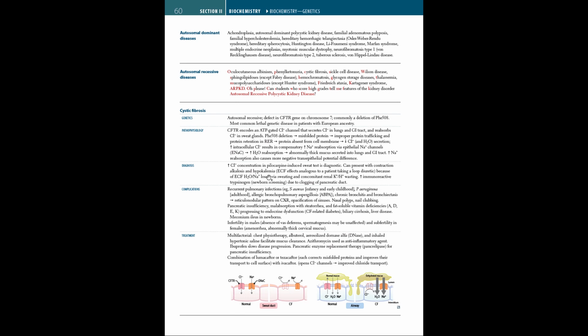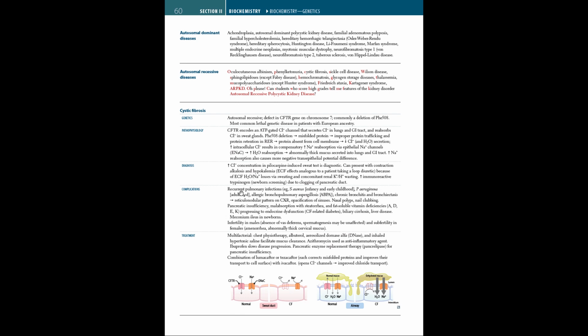The reason why you see alkalosis and hypokalemia is because of the ECF, H2O, and Na+ losses via sweating and concomitant renal sodium and hydrogen wasting. This leads to increased immunoreactive trypsinogen, which is a newborn screening tool, due to clogging of the pancreatic duct. Now, there are many complications of cystic fibrosis, the major one being recurrent pulmonary infections, usually by S.